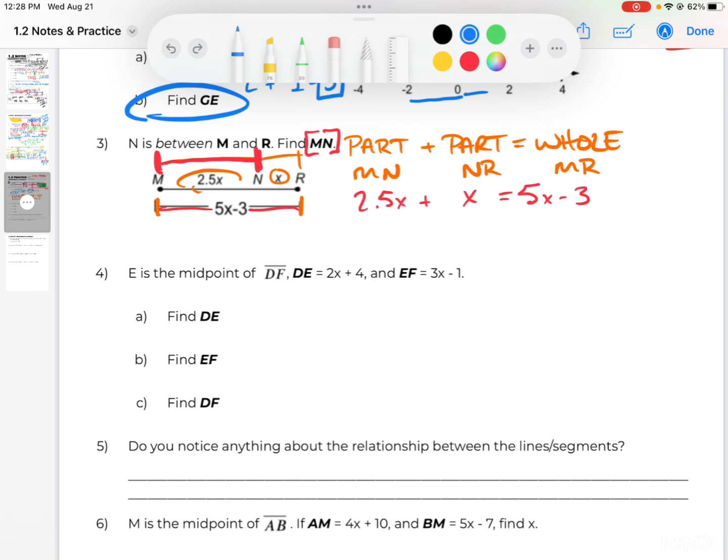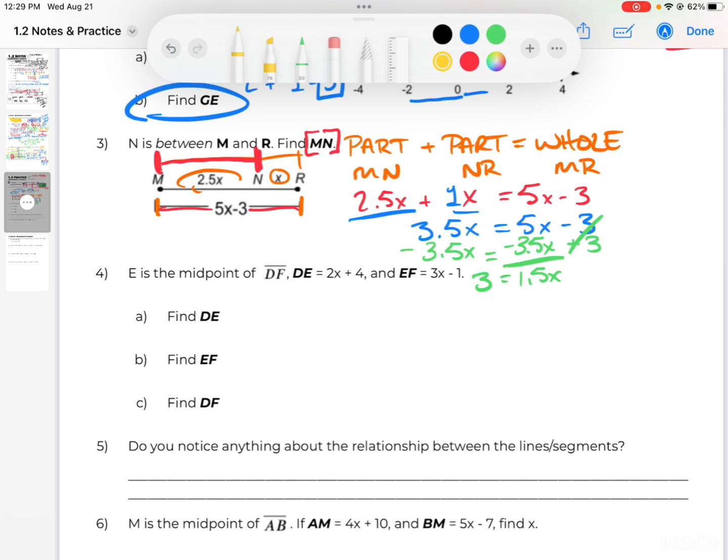Oops, I stayed on the eraser, sorry. I can combine like terms, so 1x plus 2.5x gives me 3.5x. And then I can move some numbers around, isolate my x, and figure out what that value of x is. So I'm going to subtract 3.5x from both sides. That leaves me with 1.5x. I'm going to add 3 over.